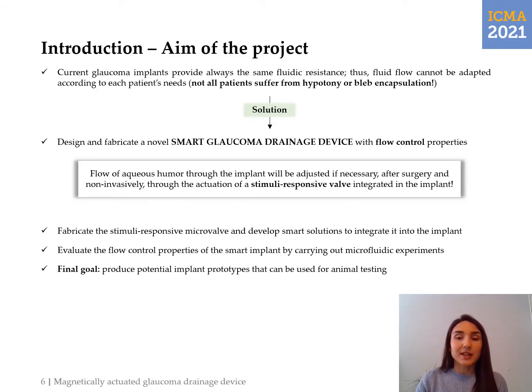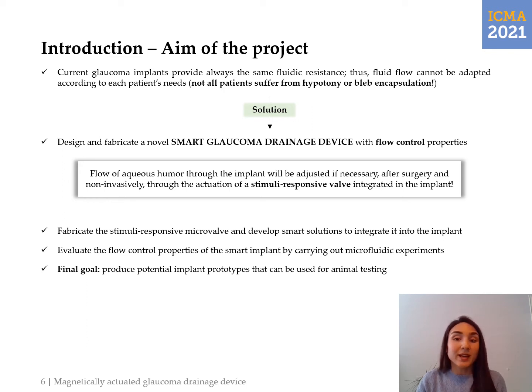These complications are usually associated with the design of current glaucoma implants because they are totally passive. They always provide the same fluidic resistance. And therefore, the fluid flow cannot really be adapted according to each patient's needs, because some patients might develop hypotony, but others won't. Some patients might develop a very serious fibrotic reaction, with a very thick-walled bleb being formed with this scar tissue layer on top that prevents the aqueous absorption, but some other patients won't develop this bleb encapsulation.